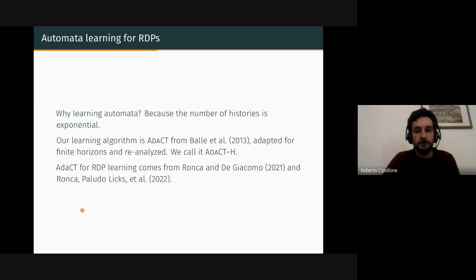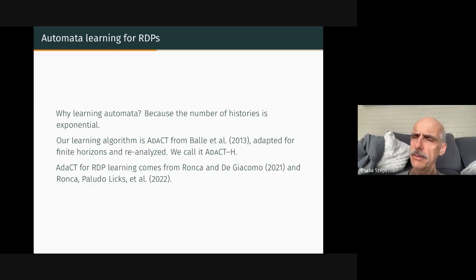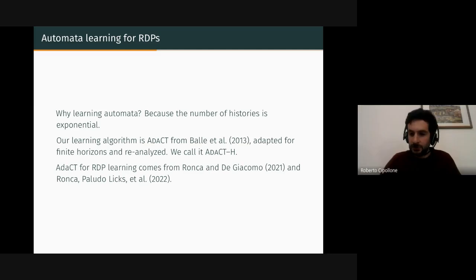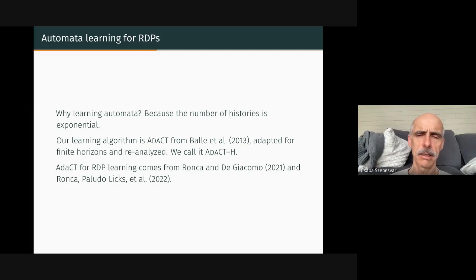Can I ask a question? You said it was for stochastic automaton. Stochastic in the sense of transitions or outputs? They are very similar to RDPs because they generate stochastic outputs, but they have deterministic transitions. So they are PDFA, probabilistic deterministic finite automata. So the transitions are still not stochastic. Okay. No. Okay. So they map very well.